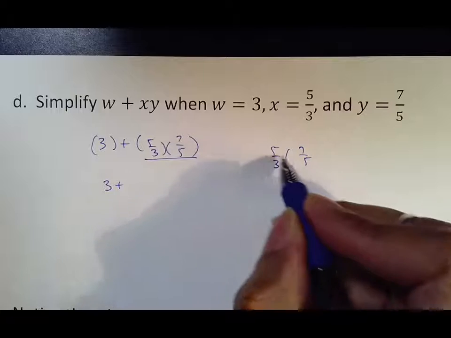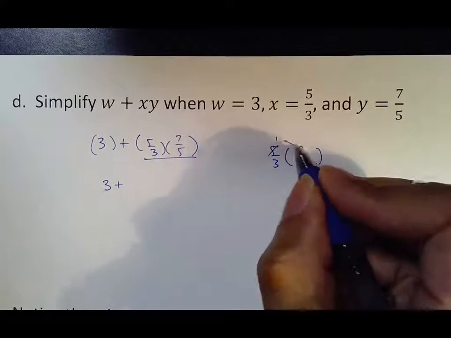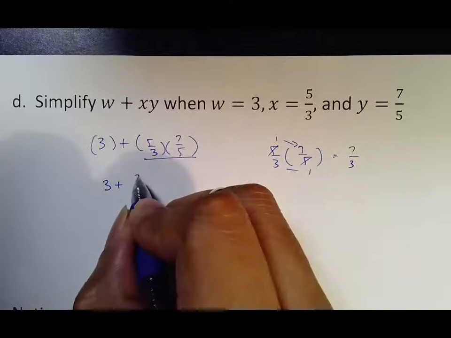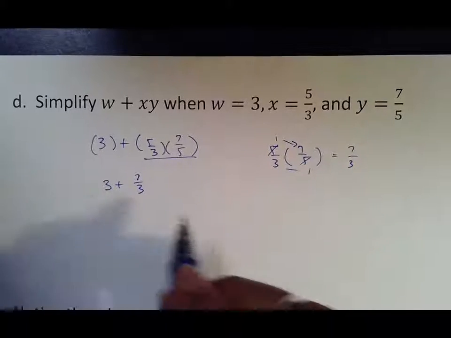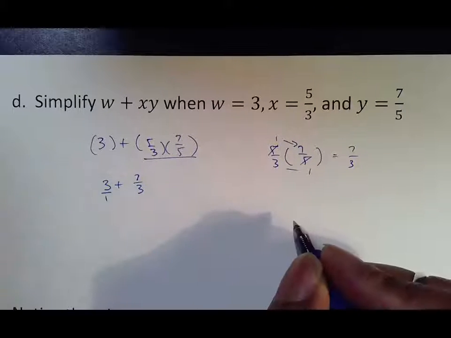Before I do that, I recognize there's a 5 on top and bottom. So both of these turn into 1s, which means now when I do that, I get 7 on top and 3 on the bottom. So 3 plus 7/3. Keeping in mind, again, whenever I add a whole number and a fraction, I want to put that whole number over 1.